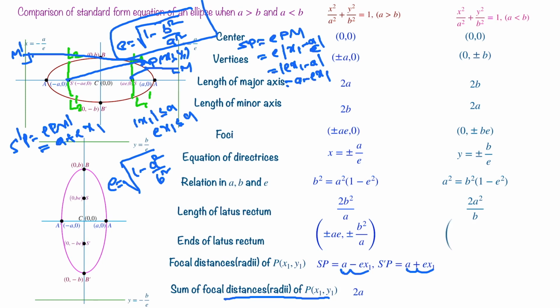Similarly, you can work out that the ends of the latus rectum are going to be plus or minus a square by b, comma plus or minus b. Feel free to verify. For this tall and skinny ellipse, the latus rectum passes through S, and these endpoints are plus or minus a square by b, comma plus or minus b. There are four coordinates, one for each choice of plus or minus. Similarly, the focal distances of the point x1, y1 in this case: SP is going to be b minus e y1, and S dash P is going to be b plus e y1. So again, the sum of the focal distances is this time 2b. So in both cases, the sum of the focal distances is equal to the length of the major axis.